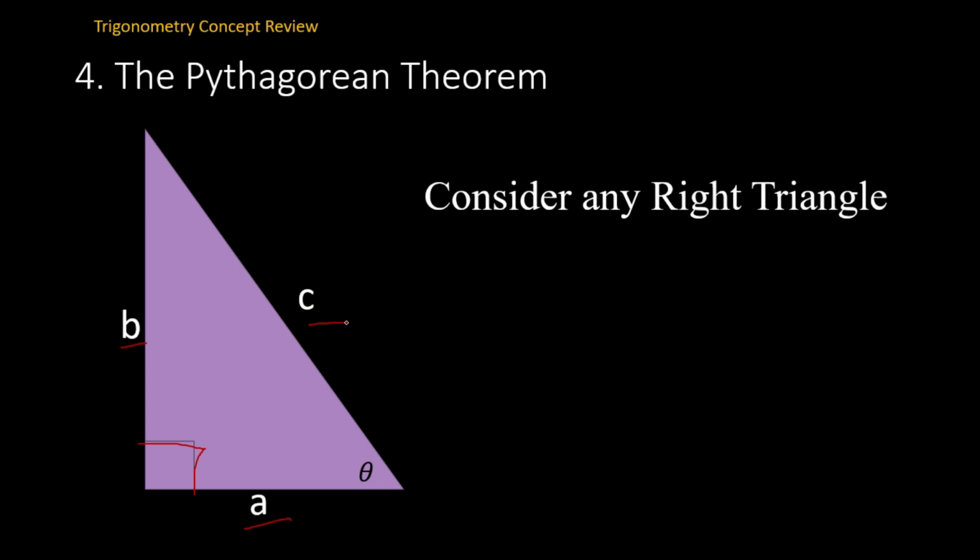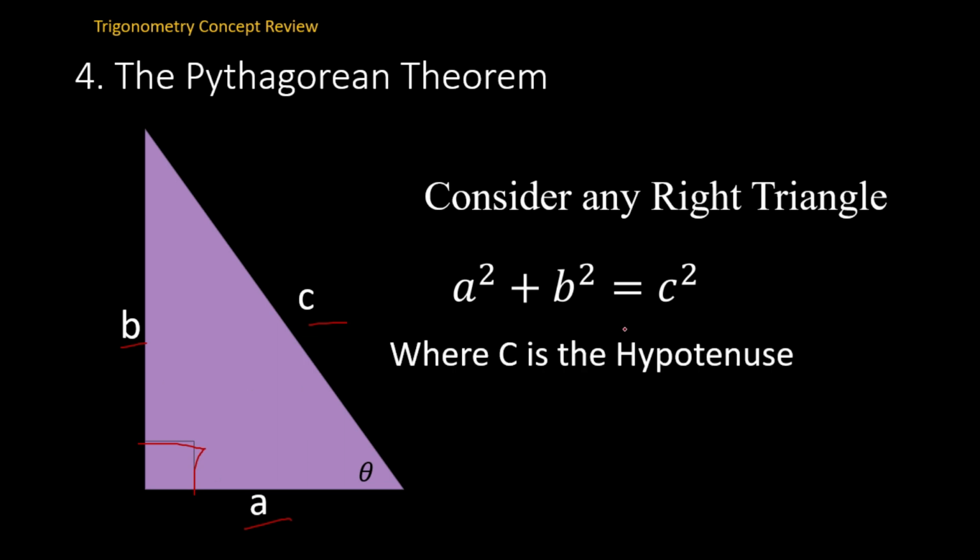C is the hypotenuse, we know. B, the part directly opposite to the angle theta, is the opposite. A is the adjacent. Now there is a theorem over there. According to the Pythagorean theorem, A squared plus B squared is equal to C squared. The square of the hypotenuse is equal to the sum of the squares of the other two sides, which is this. Where we know C, like I said, is the hypotenuse.